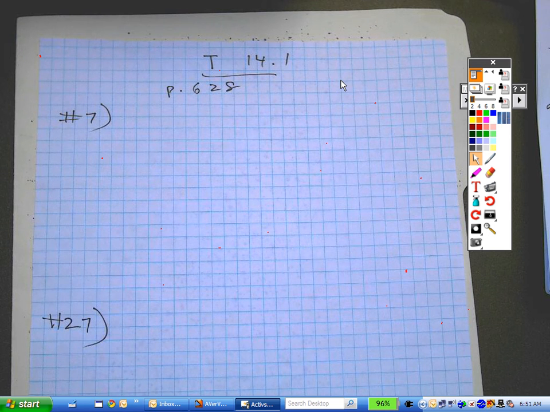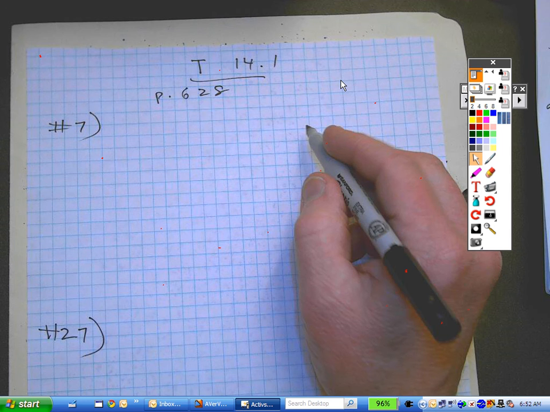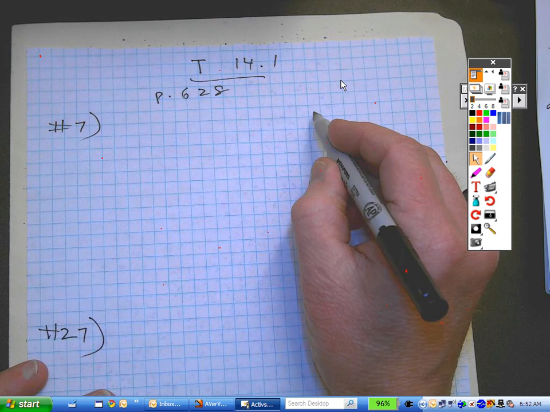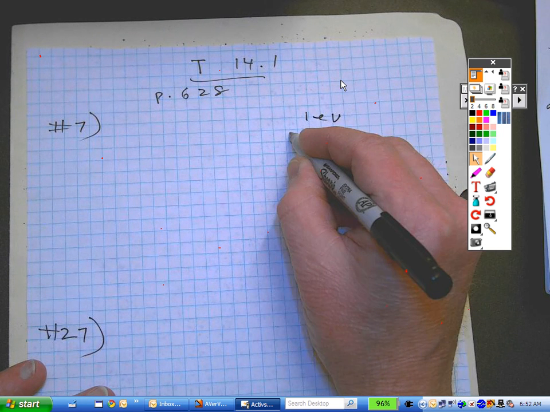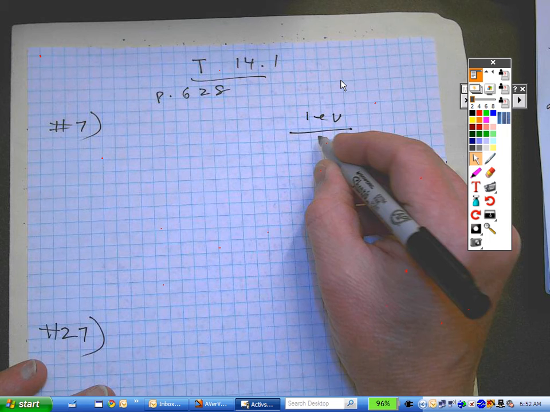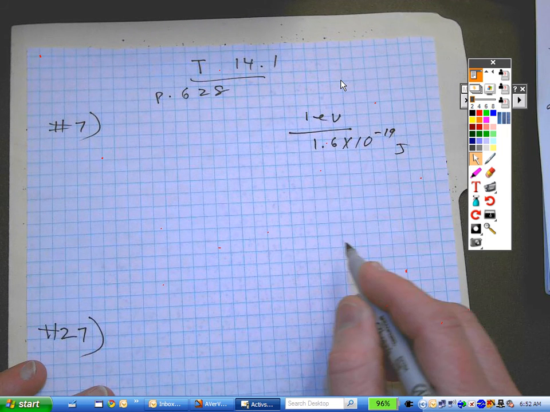So in number 7, it says that the metal surface has a work function of 3.68 electron volts. Recall something kind of useful. There is a conversion that you'll go back and forth between. The conversion goes like this: 1 electron volt is the very same as 1.6 times 10 to the negative 19th joules. Those are convertible, so you want to use that.